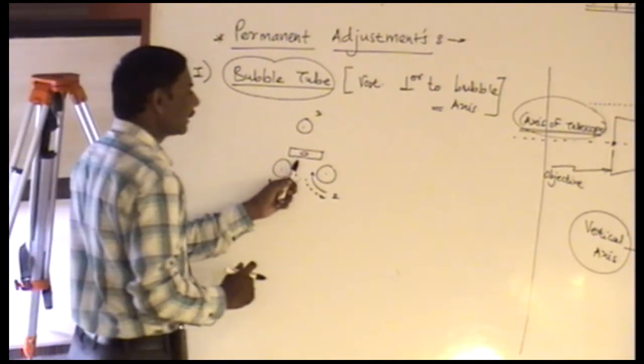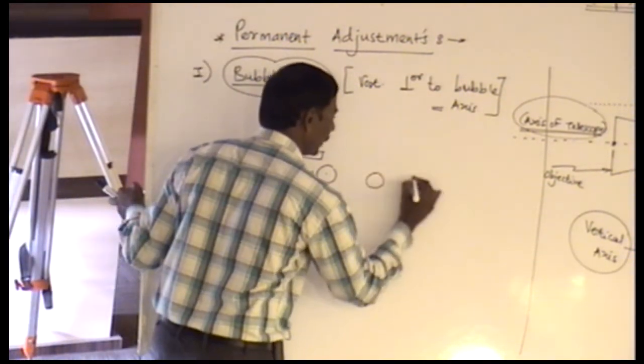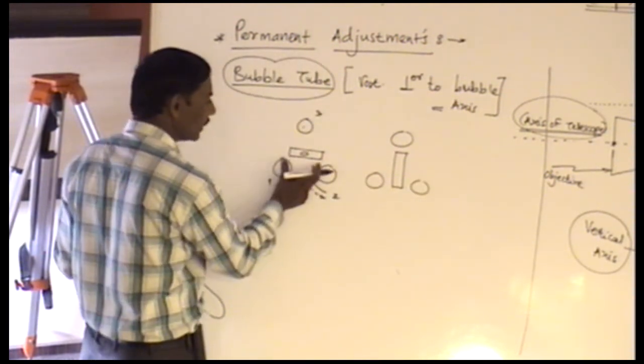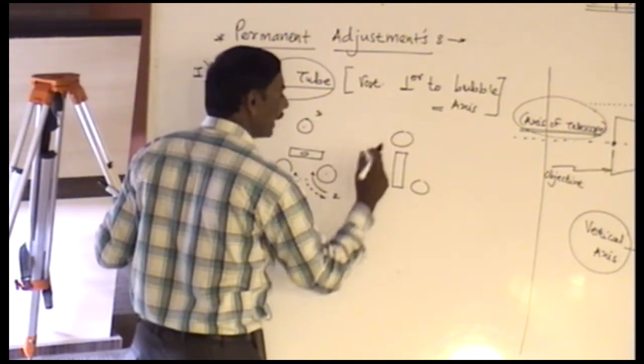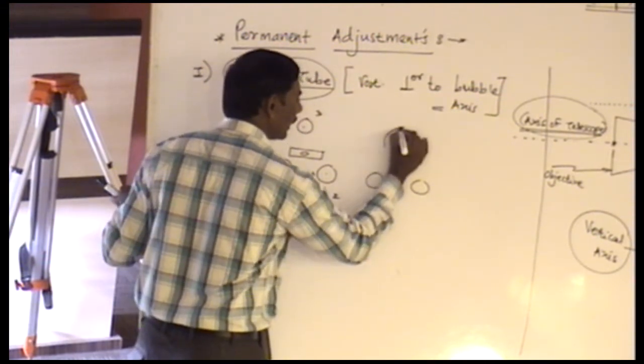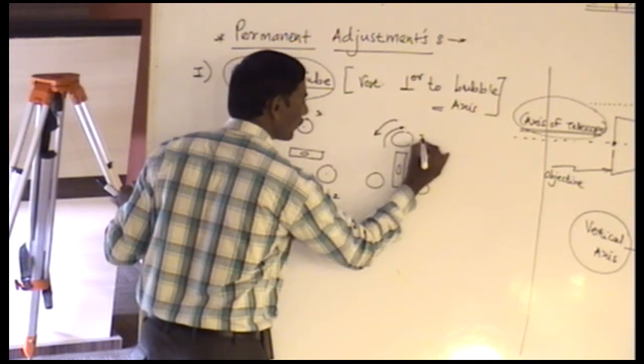Let us bring the bubble to the center. The next step is to keep the bubble tube perpendicular to its earlier position. So it has come perpendicular. Now check whether the bubble is at the center. If not, bring it to the center by rotating the third foot screw.